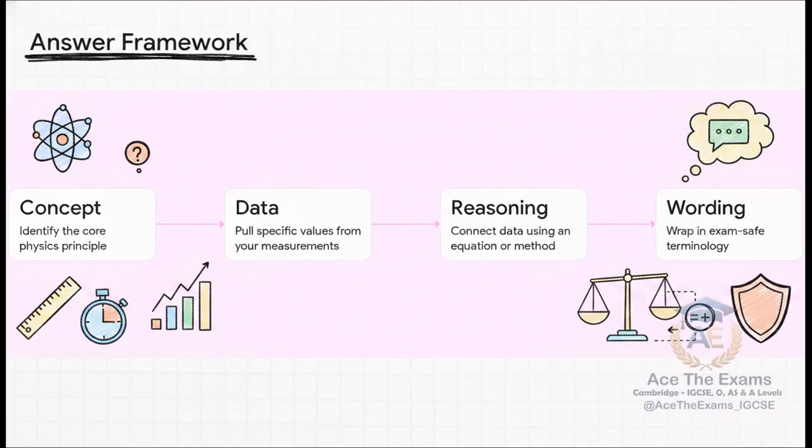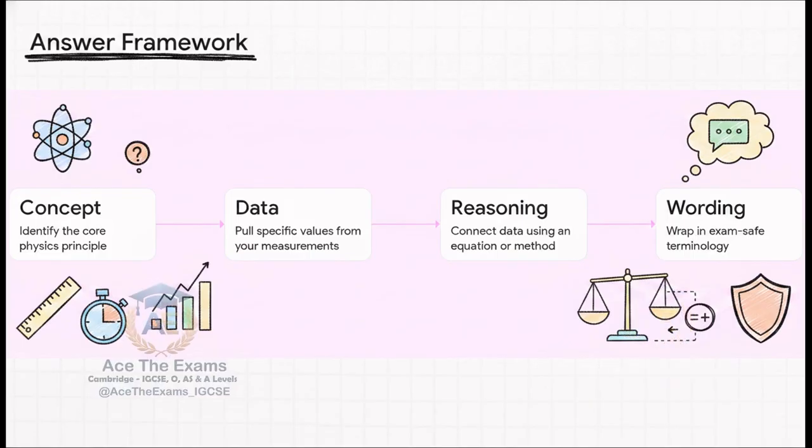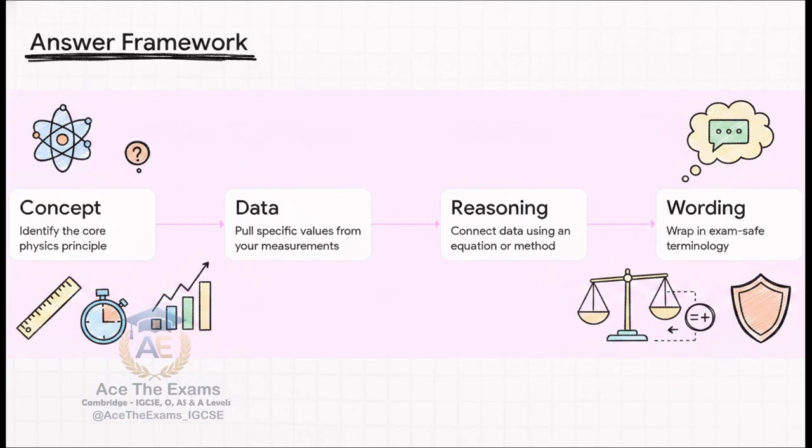Step 2 is evidence or data. This is where you pull specific, substituted values directly from your measurements. Don't just waffle on about theories, actually use your numbers. Step 3, scientific reasoning. You connect your data to the concept using an equation or a logical method.